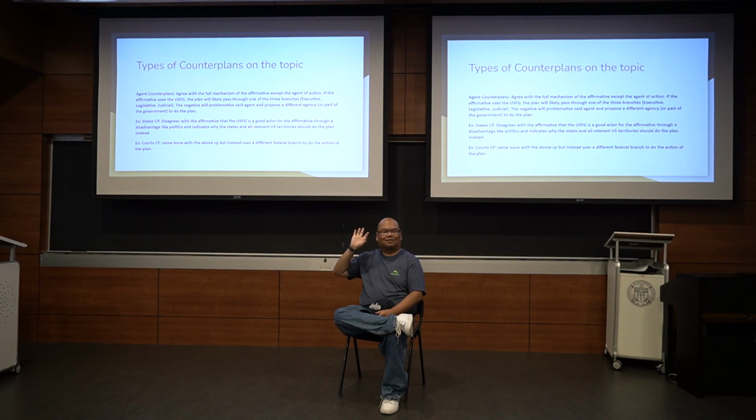Now I lost my thought. So always have your solvency specify why your agent of action is important. If you don't do it, you're going to have a tougher time. All my teams do it. Move on.